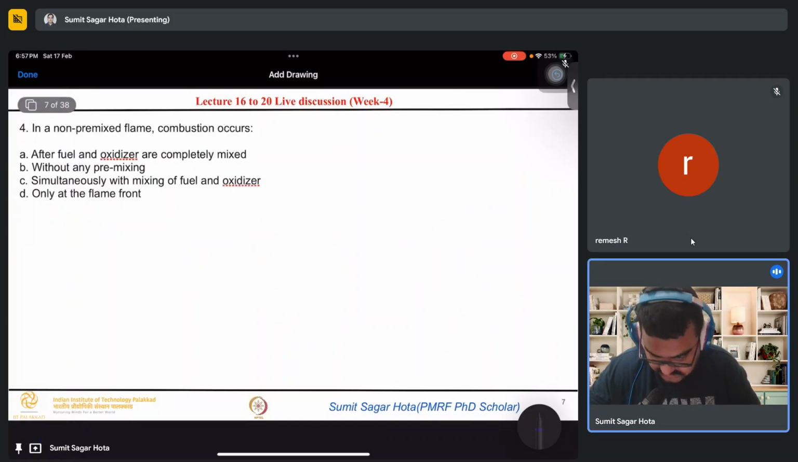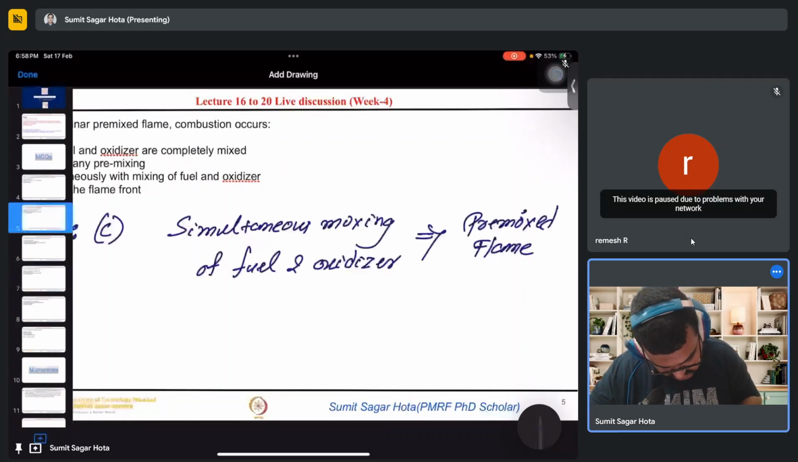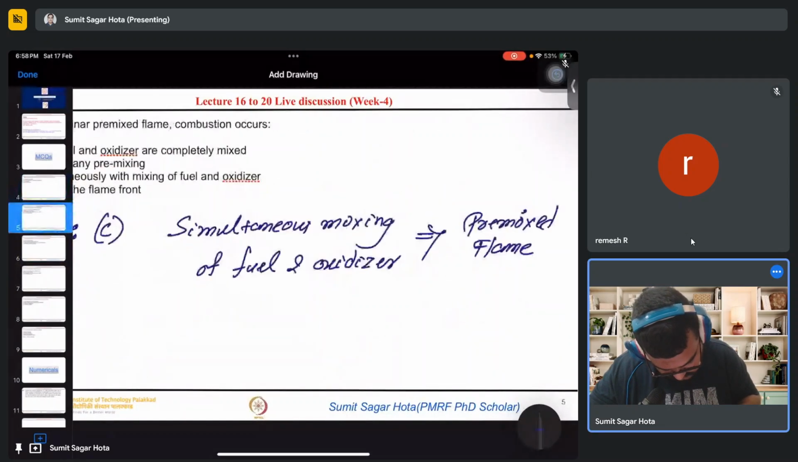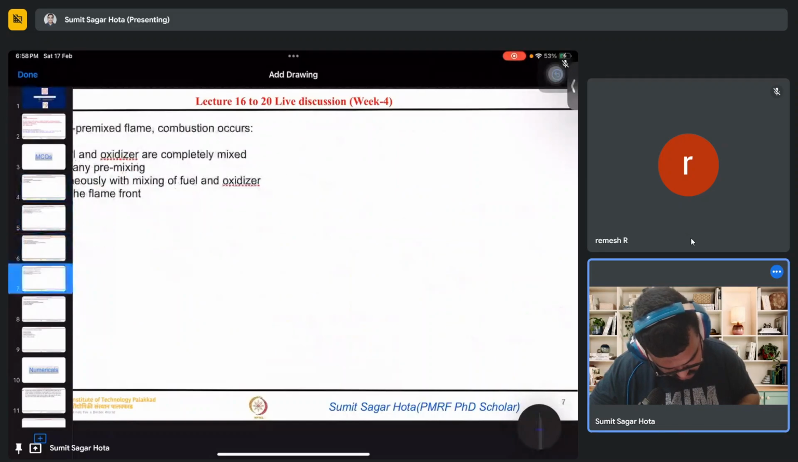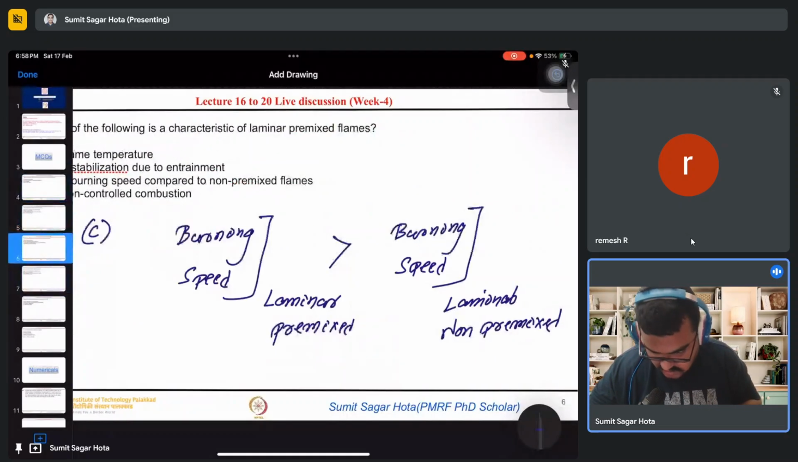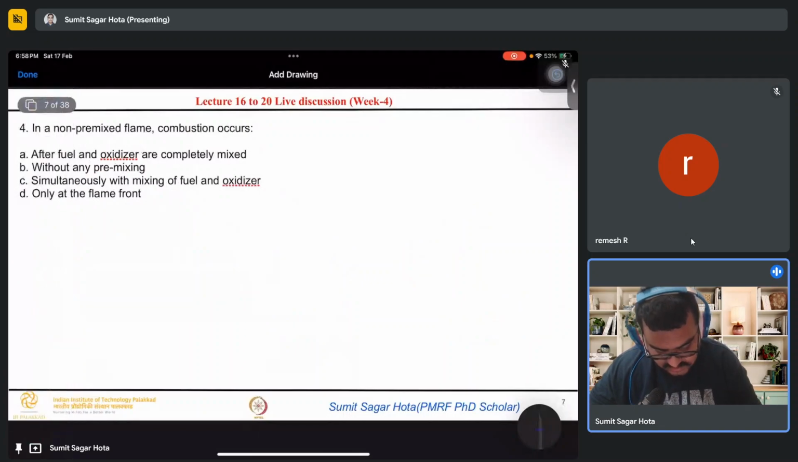We go to the next question. Which of the following is a characteristic of a laminar pre-mixed flame? Same question, just asked in a different way. The fourth question: in a non-pre-mixed flame, combustion occurs in which method? In a non-premixed flame, combustion occurs in dash.